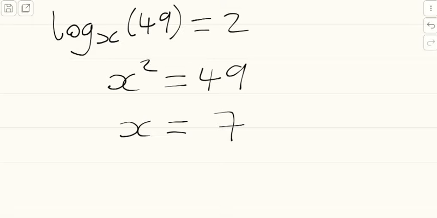Let me also just note that for all of these questions, our x is going to be strictly greater than 0. Okay, so for those of you who are wondering, x squared equals 49, x can either be 7 or minus 7, it's only going to be 7 because for all of our examples, x is going to be greater than 0.